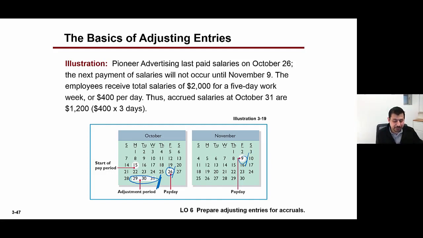Now it's an obligation. The company has accumulated those 3 days as an obligation to its employees, and this is called salaries and wages payable because they're not going to pay them now. This is a salaries and wages expense that the company has to recognize. Those are the 3 days, but the actual amount will not be paid now, so it becomes a payable. It's a liability.